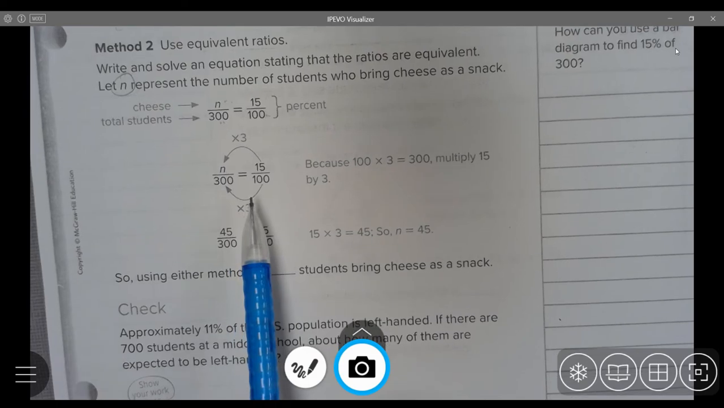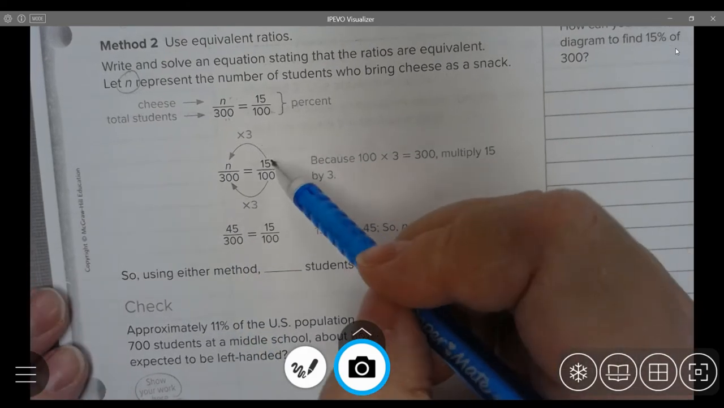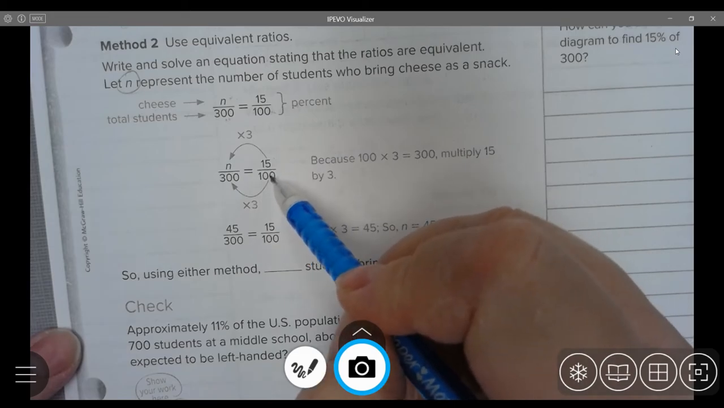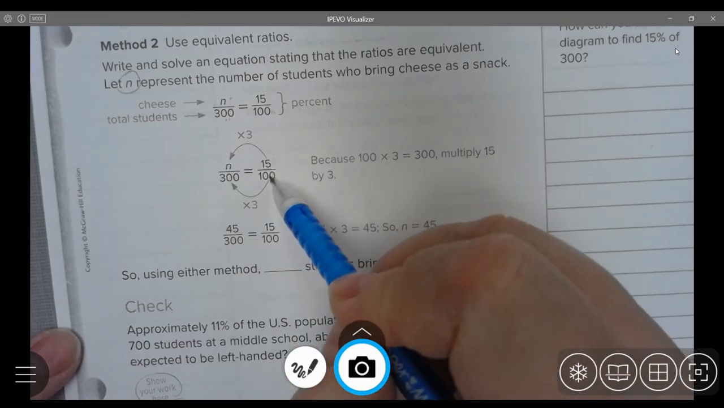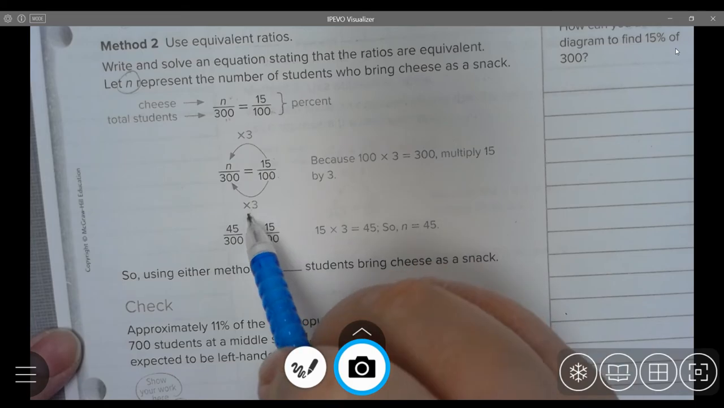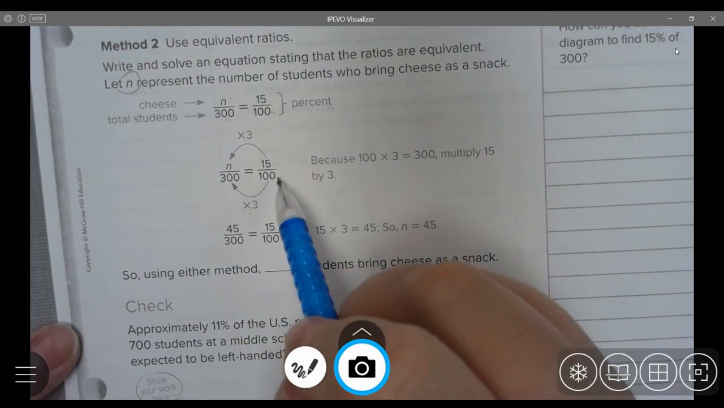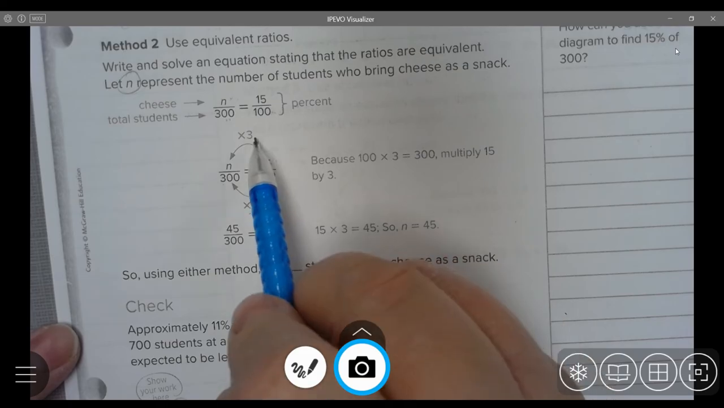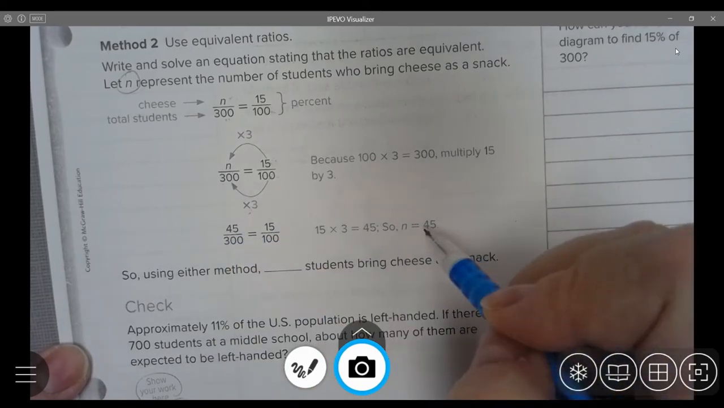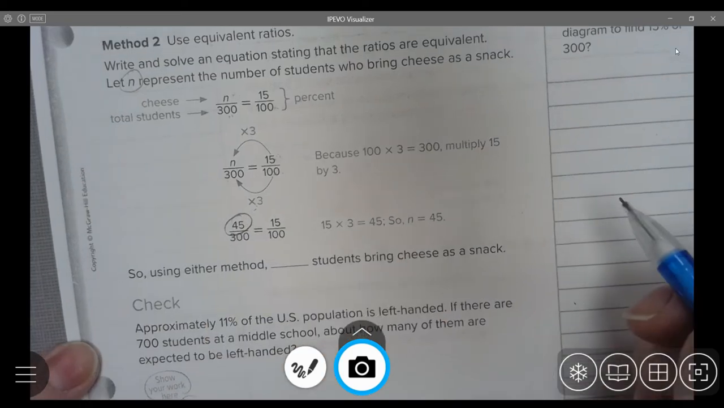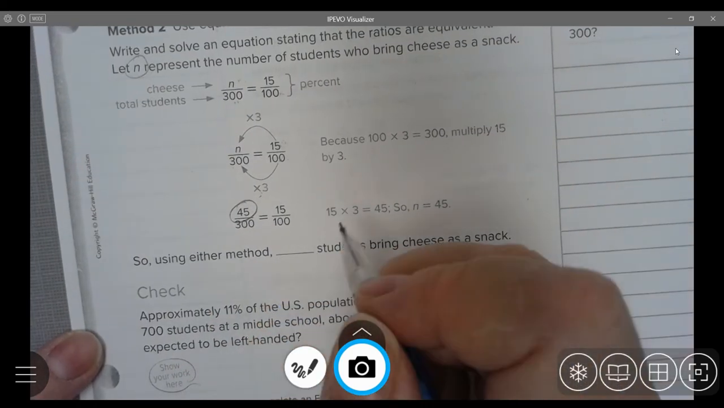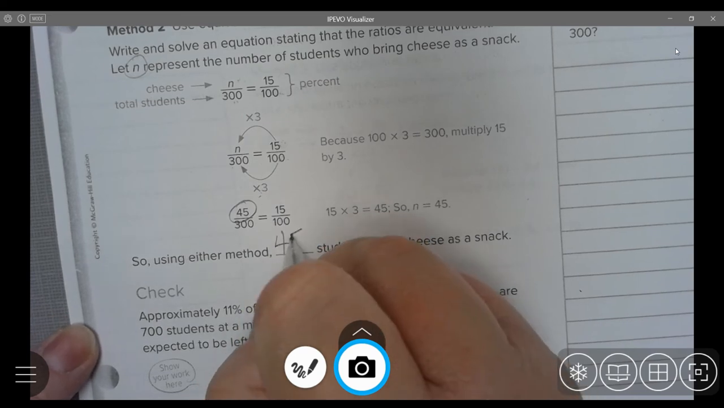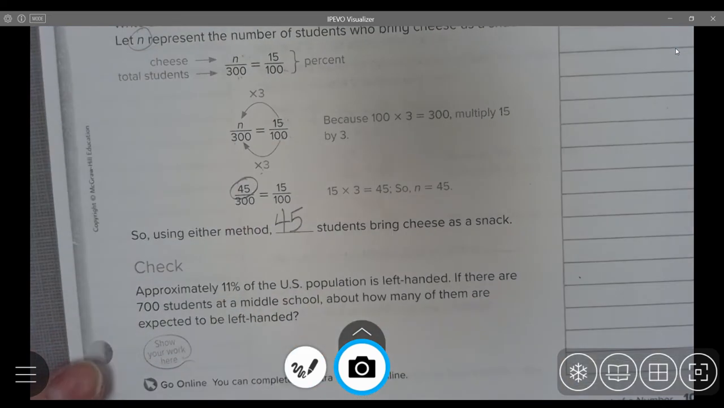So we'd set it up as an equivalent ratio, and we would say 15% over 100%. And we know that if we take 100 and multiply it by 3, we would get the 300. We would do that also for the 15 times 3. 15 times 3, when we multiply it, comes out as 45, same as what we had for the first method. And so we would say 45 students bring cheese as a snack.